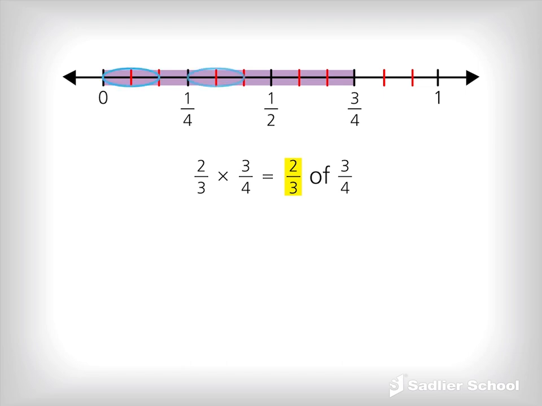Now, circle 2/3 of each of the 3/4 that are highlighted. The total amount circled is 2/12 plus 2/12 plus 2/12, which is equal to 6/12. 2/3 times 3/4 is equal to 6/12.